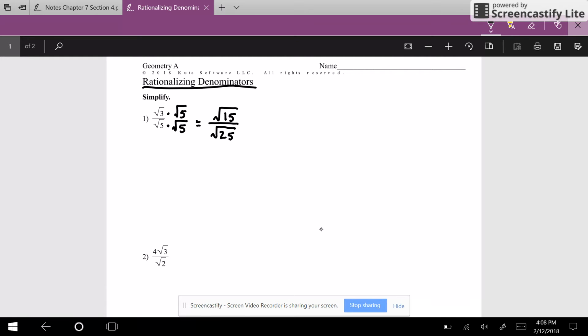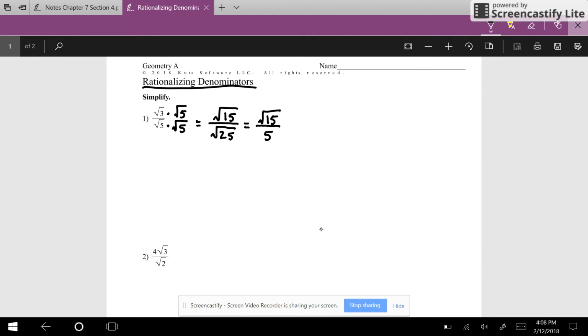Now, don't be tempted to simplify 15 and 25 right now. The goal is to get the denominator to a point where it becomes rational. And the reason it's rational is because we know that the square root of 25 is just 5. There's no square root there anymore. Now, in the numerator, I still have the square root of 15. Square root of 15 does not simplify. There is no perfect square that's a factor of it.